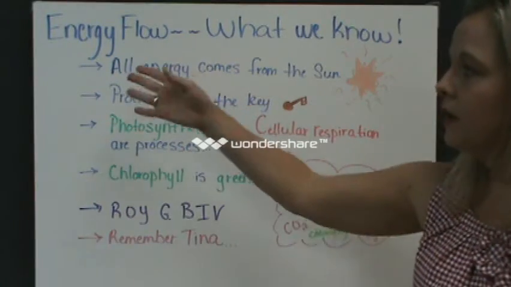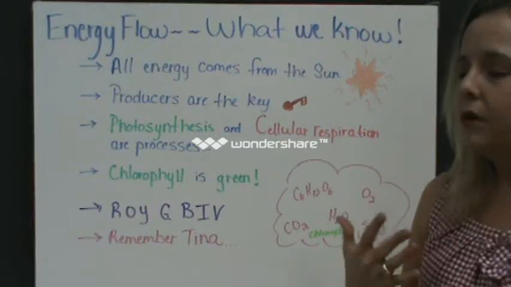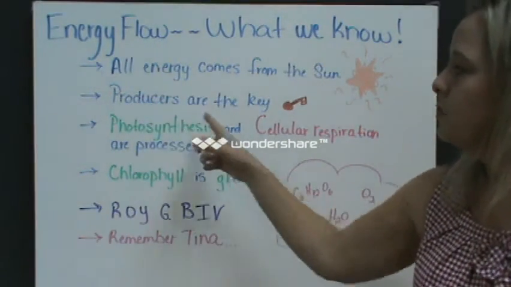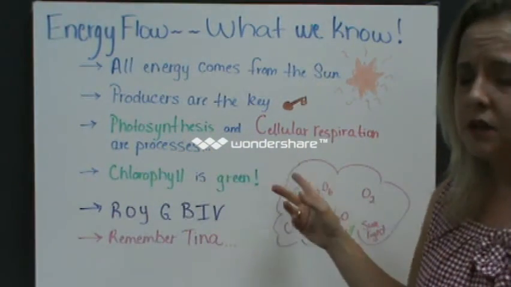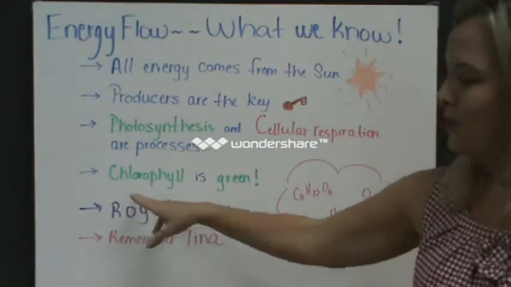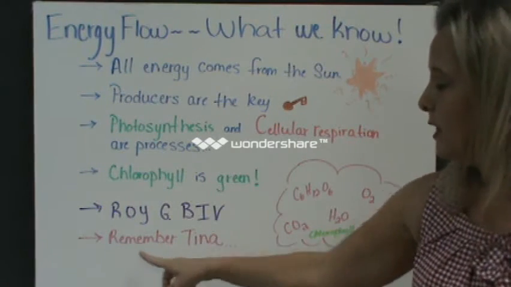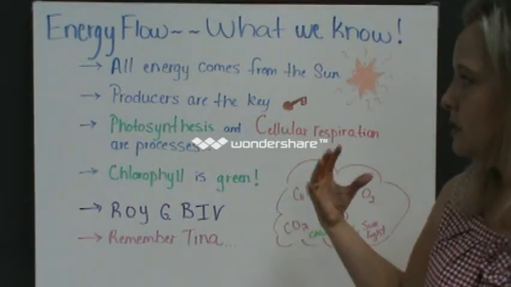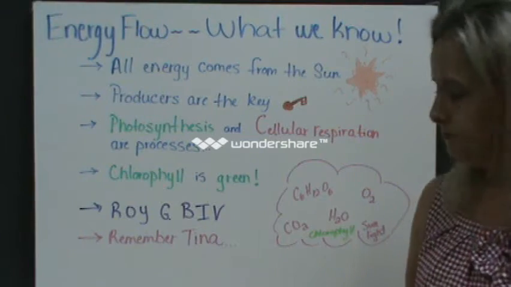All right, so let's talk about energy flow and what we've already learned in class. Just a quick review. We learned that all energy comes from the sun. We know that producers are the key. We know that photosynthesis and cellular respiration are the processes that make all that happen for us. We know that chlorophyll is green. We learned about Roy G. Biv, and we met Tina. All of those things are going to be important as we go through these next few slides and we talk about energy flow. Okay.